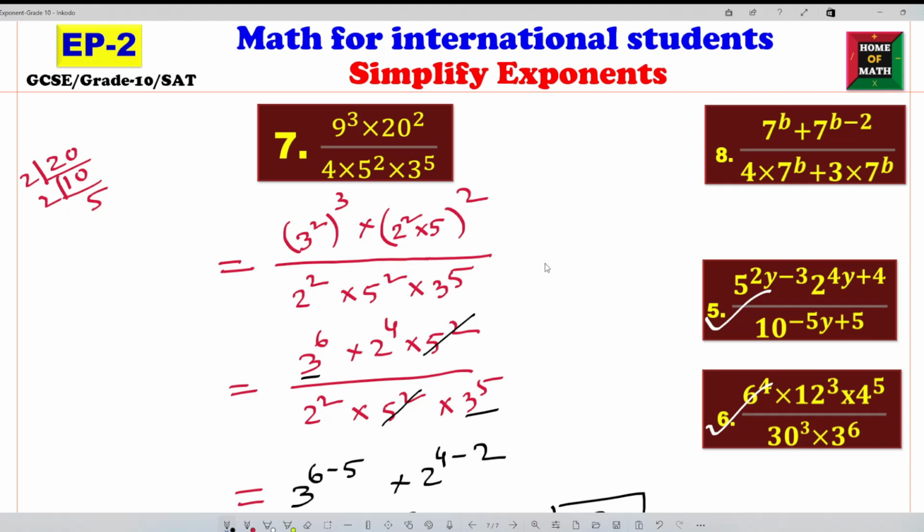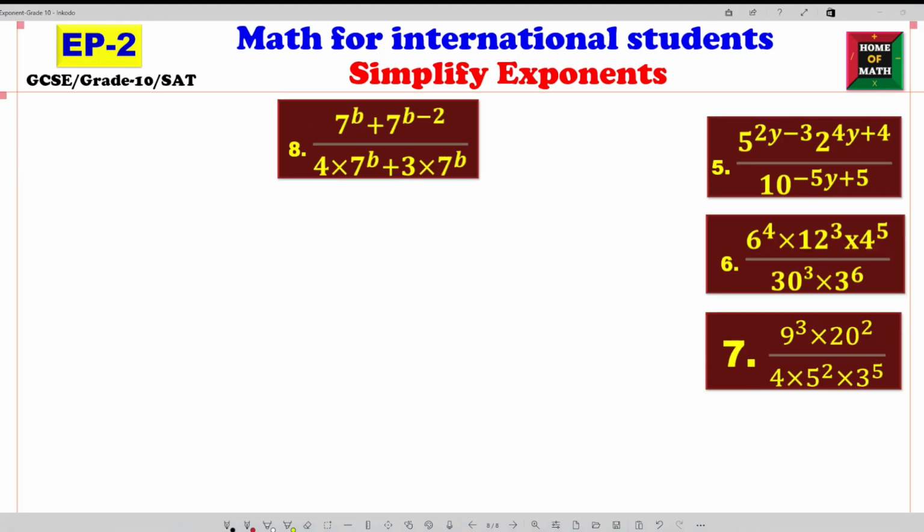So our 5, 6, 7 are done. Now we will start number 8. Number 8. Here is 7 to the power b plus 7 to the power b minus 2, divided by 4 times 7 to the power b plus 3 times 7 to the power b. So this one, 7 to the power b plus, here we can write 7 to the power b times 7 to the power minus 2, right?